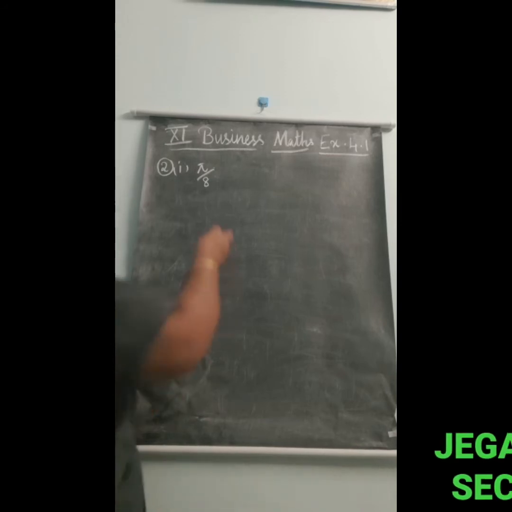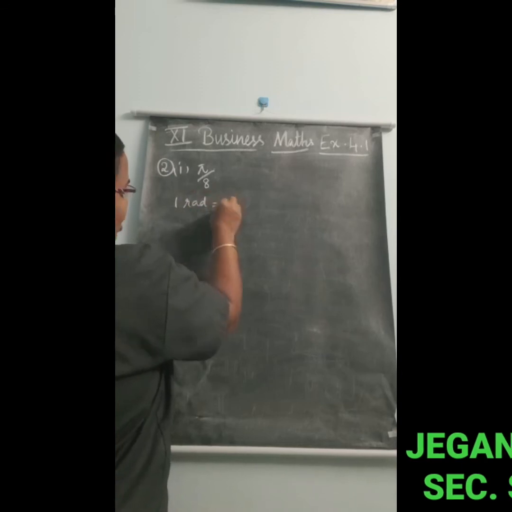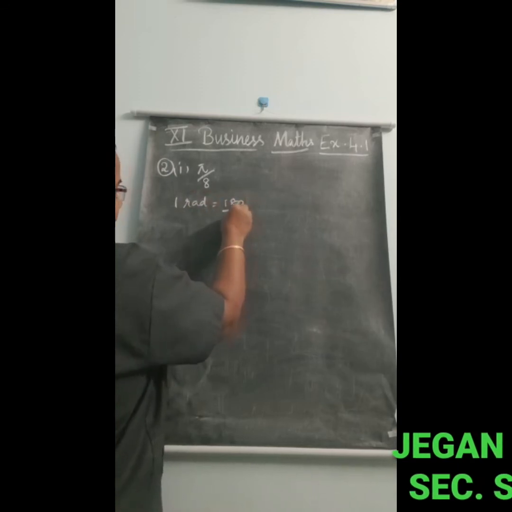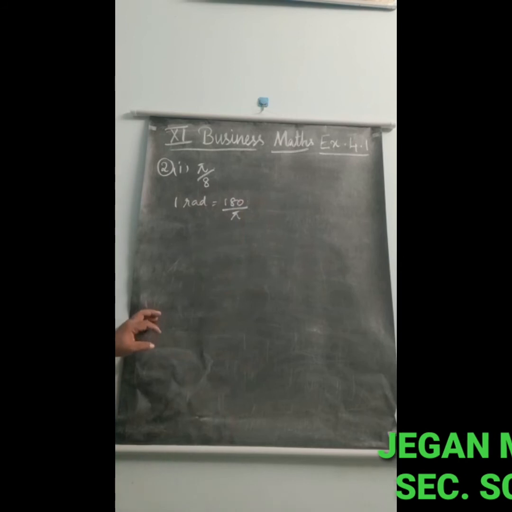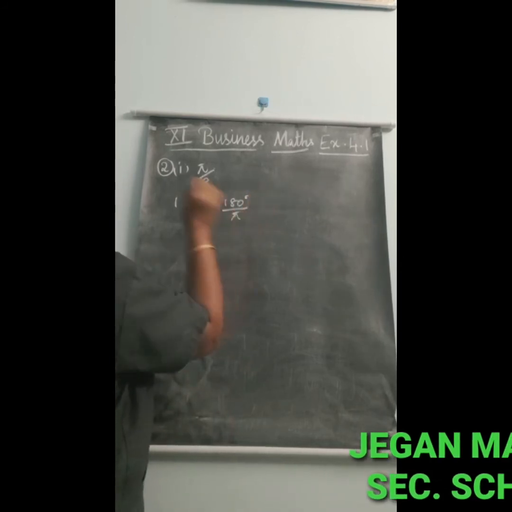The second question is: find the degree measure corresponding to the following radian measure. It is in radians, so we have to convert into degrees. So 1 radian is equal to 180 divided by pi degree. So 180 degree divided by pi.